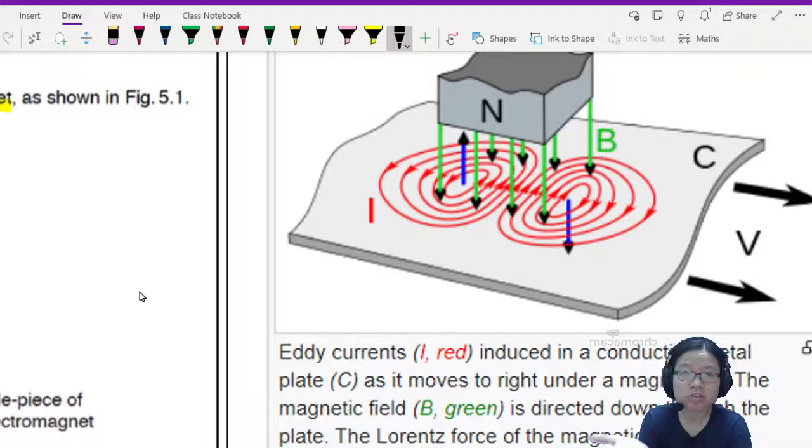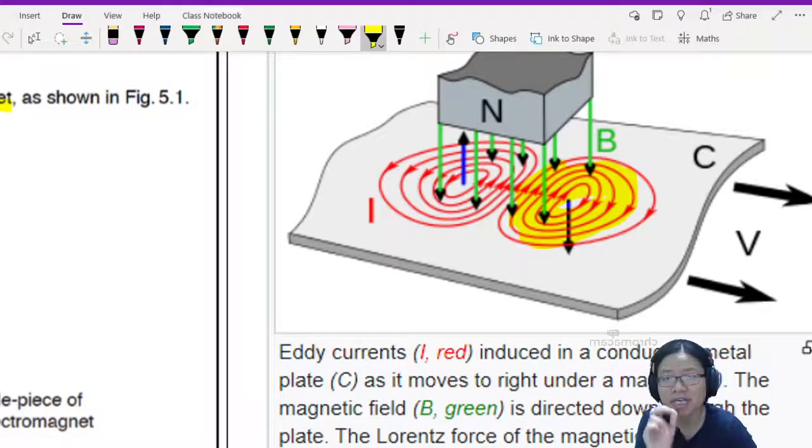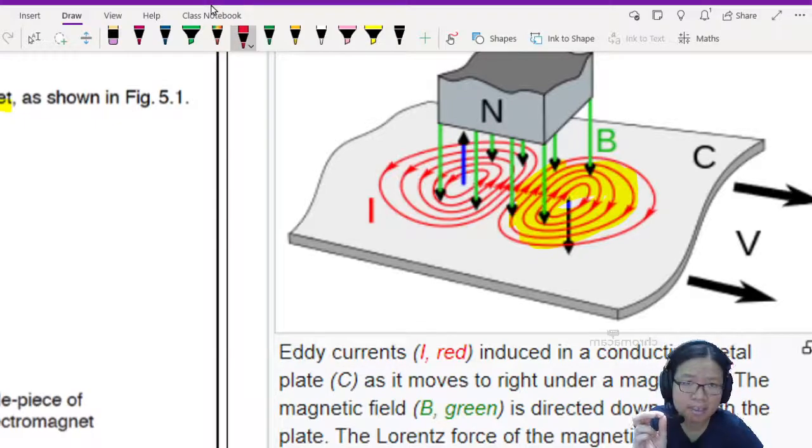All right. So the reason why we have this eddy current is to oppose the field change. So for example, you will notice that this red color field is inducing a downward magnetic field. It's like, I want this magnetic field.